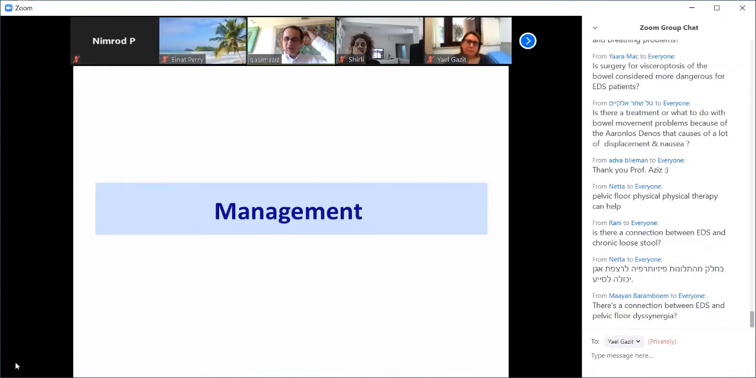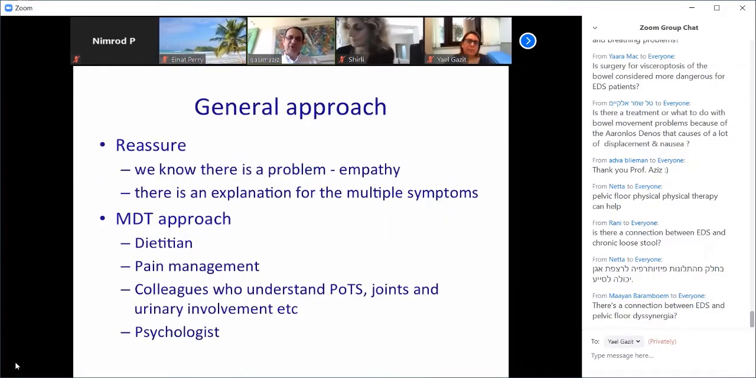So how do we manage all of these problems? The general approach is that a lot of our patients have sadly been told there's nothing wrong, we've done all the tests, nothing shows up. So they're often given the feeling that this may well be all in the mind, etc. So just reassuring them that we know that there is a problem, we know that hypermobile EDS is associated with a lot of these tummy problems that you described, and there is an explanation for the multiple symptoms that you're experiencing in the entire gastrointestinal tract sometimes. This is often quite reassuring to our patients. And then we really need a multidisciplinary approach, what we call the MDT approach.